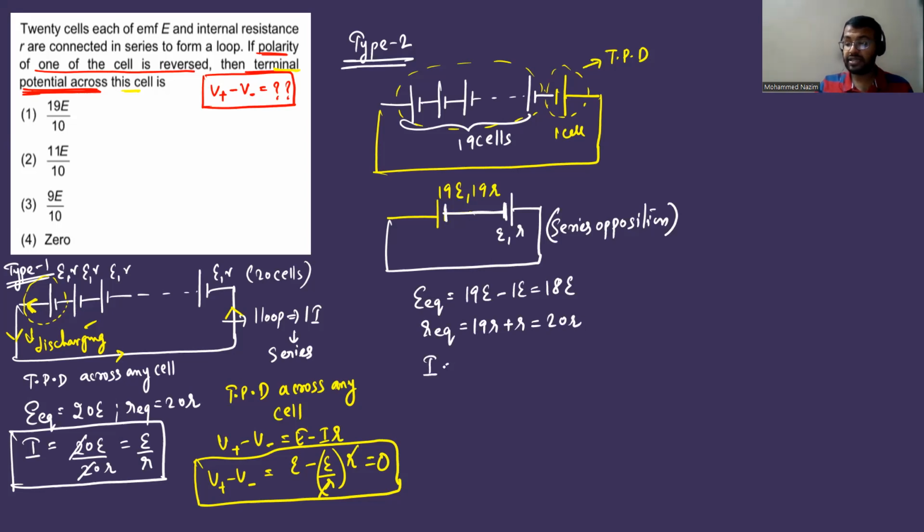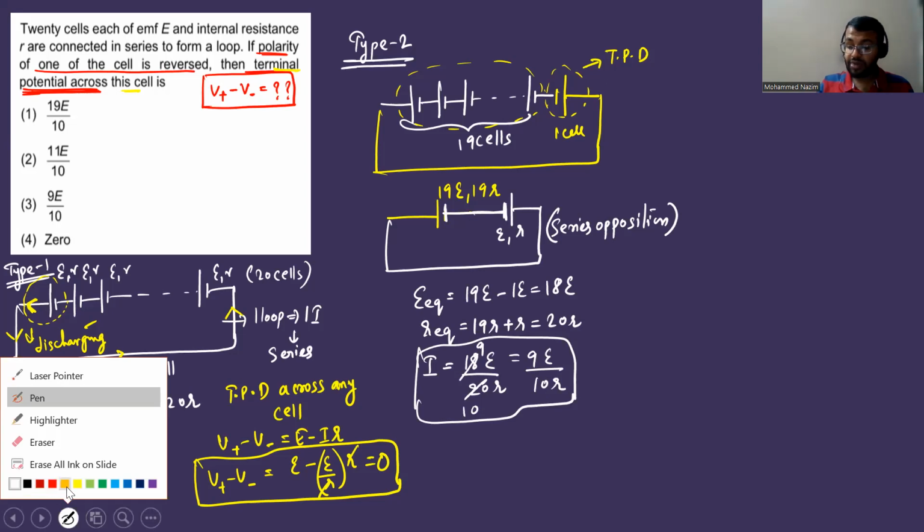And you can find the current by calculating EMF, resistance, and then the current. So that is total EMF, which is 18E by 20R. 2 9s are 18, 2 10s are 20. So this is going to be 9E by 10R. This is the current flowing from the positive terminal.